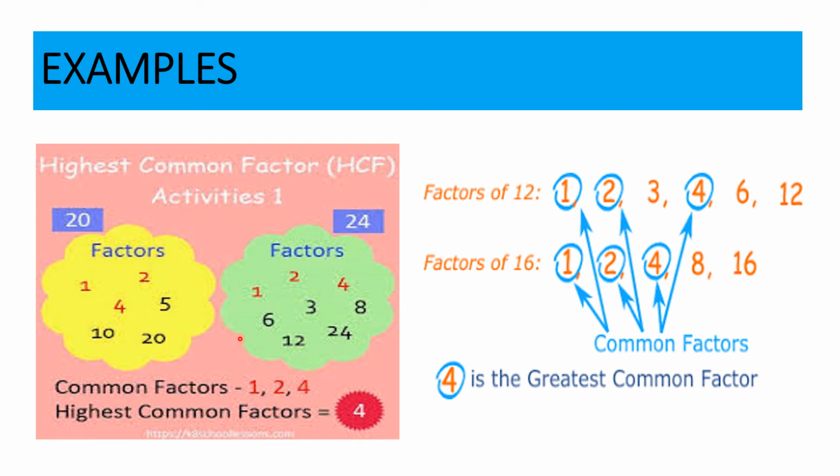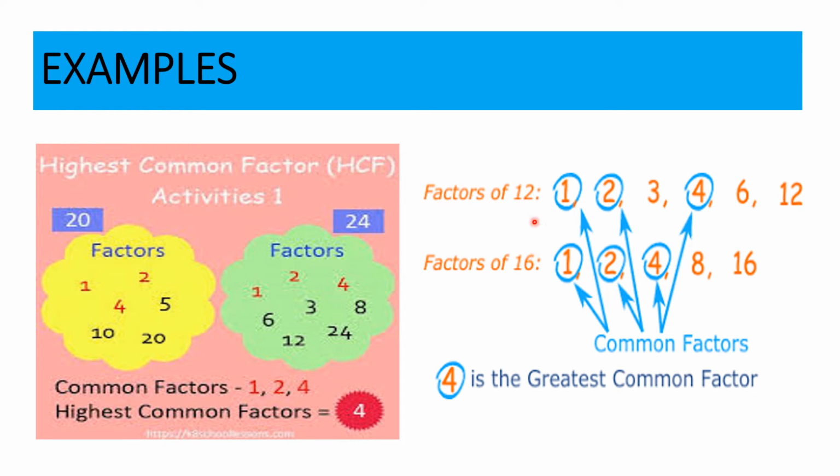Now you can see the common factors are 1, 2 and 4. Here 1 to 4 is there, here also 1 to 4 is there, and no other numbers are common. So 1, 2 and 4 are the common factors, and the highest of all these common factors is 4. So the HCF is 4. The highest common factor of 20 and 24 is 4.